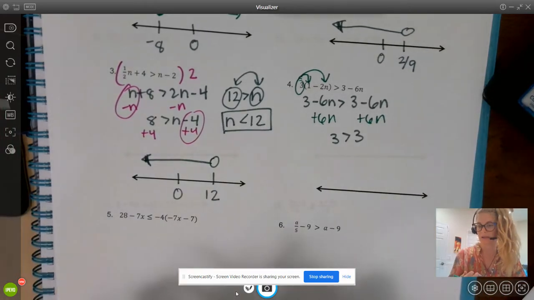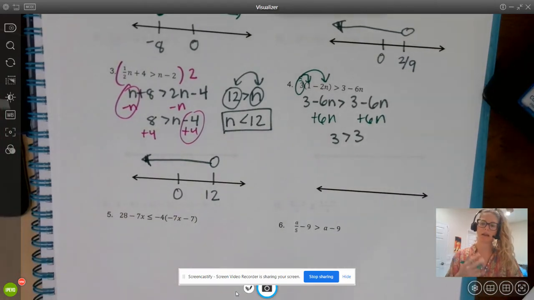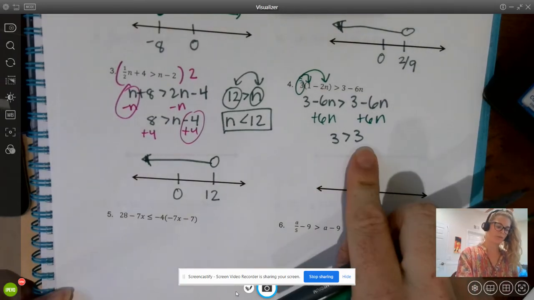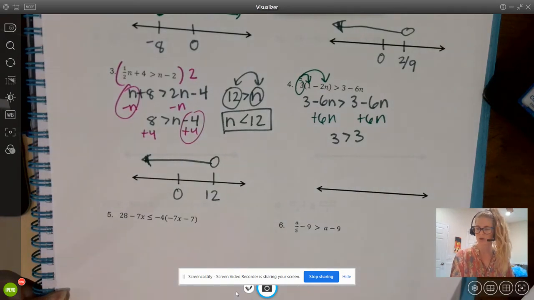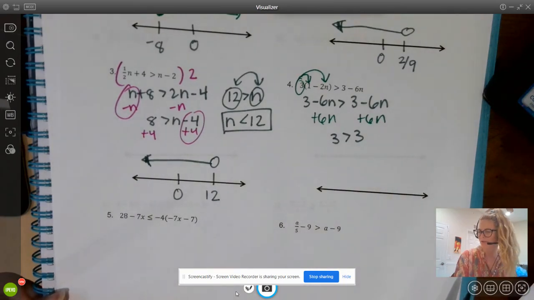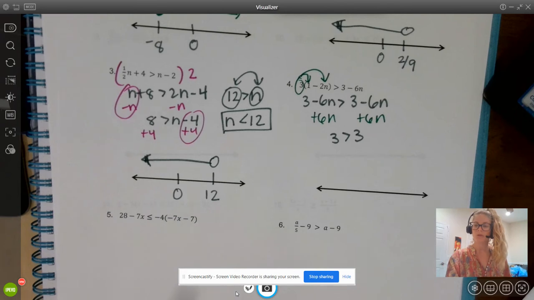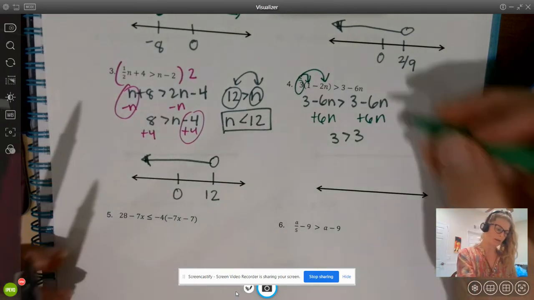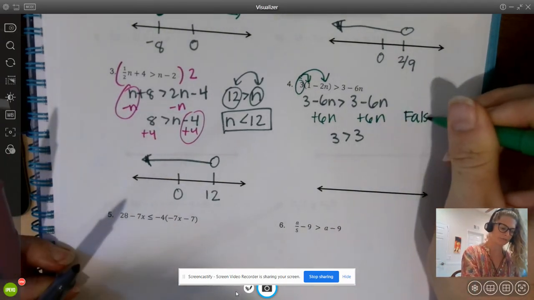So our variables cancel out, and we've looked at this in equations and inequalities before, so what's really important is what type of statement we have. So here we have 3 is greater than 3. Is this true or false? Is 3 greater than 3 or is it equal to 3? 3 is equal to 3, it's not greater than. So this is a false statement.